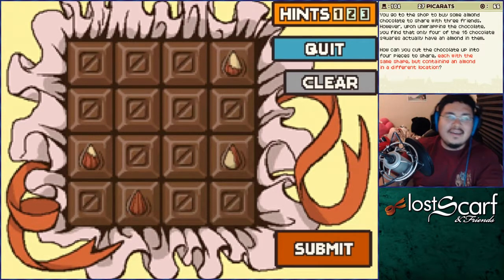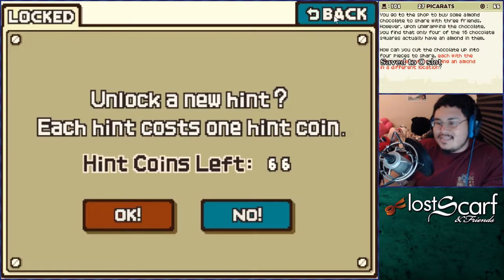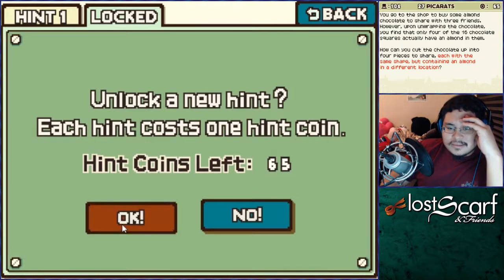Let's go with hints. I cannot understand what chat's telling me, so hints! Alright, let's see here. As long as all the conditions set forth by the puzzle, you need to cut it into L shape. Okay, keep going. That's what I was doing.